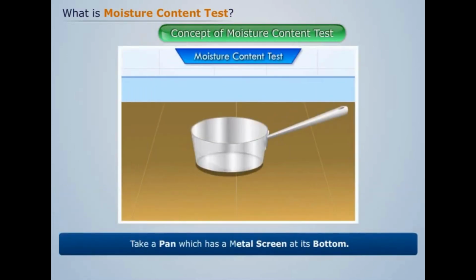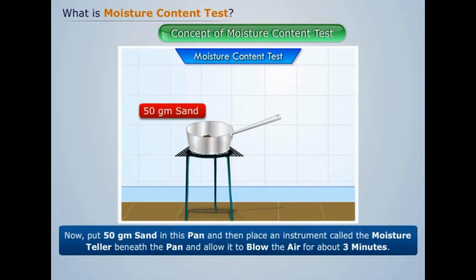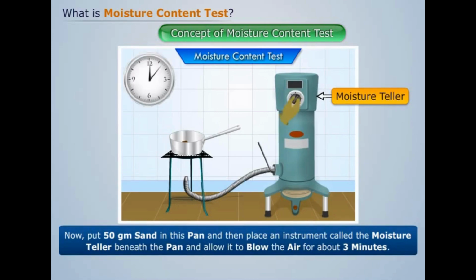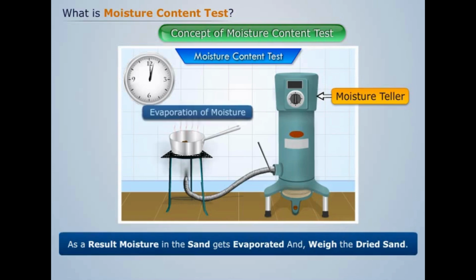Take a pan, which has a metal screen at its bottom. Now put 50 grams sand in this pan, and then place an instrument called the moisture teller beneath the pan, and allow it to blow the air for about 3 minutes. As a result, the moisture in the sand gets evaporated.